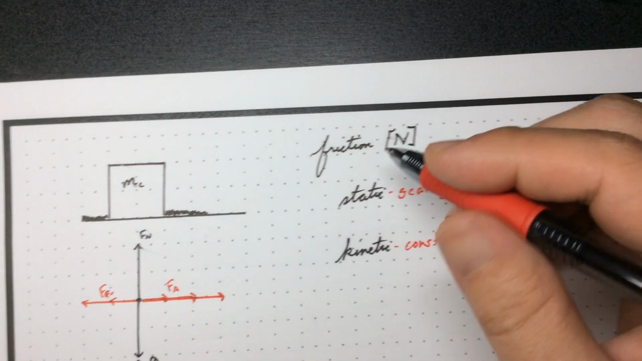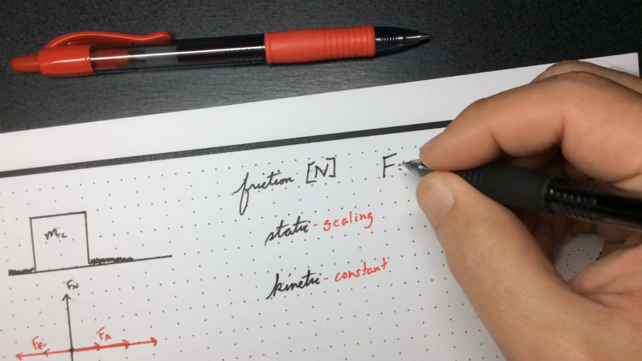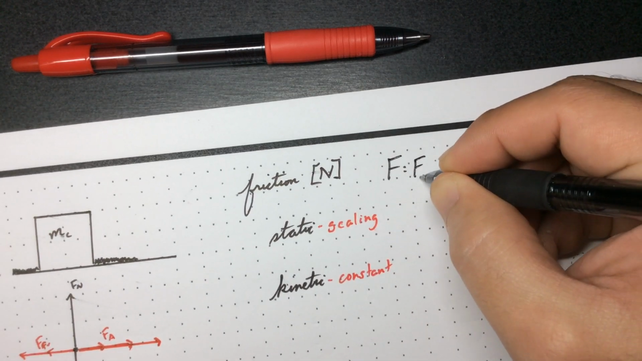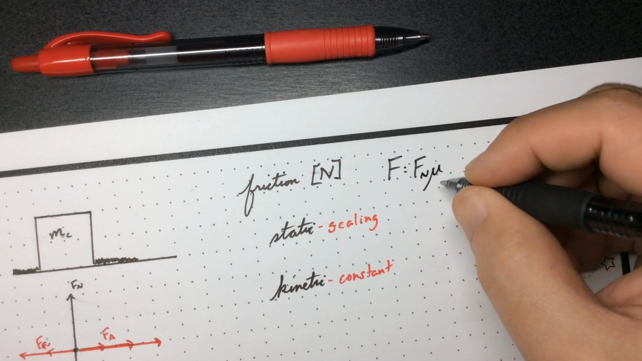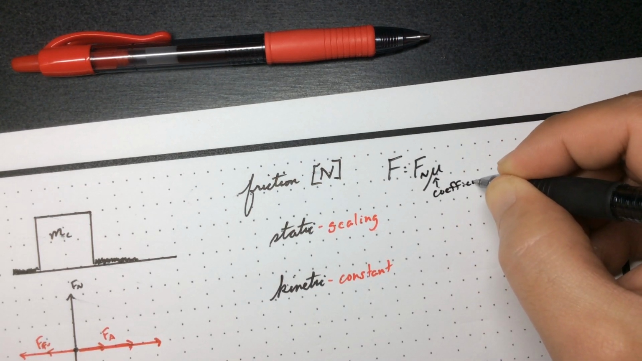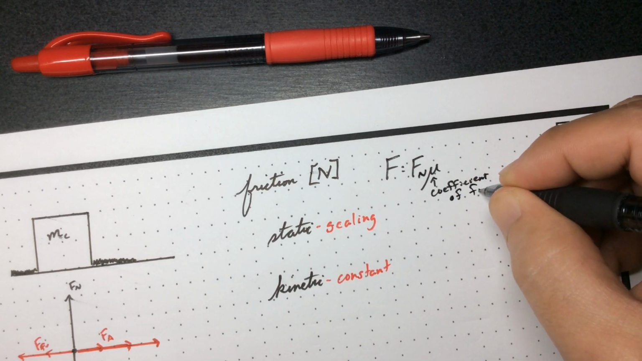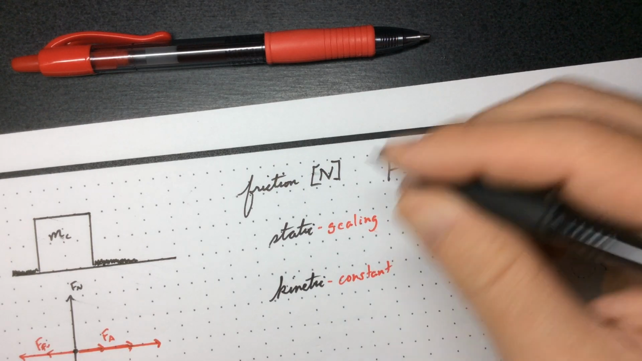And so the more normal force you have between two surfaces, the more friction you could potentially have. And so the force of friction, as a general equation, is the normal force times something that we call mu. And mu is a coefficient, and in particular we're going to call it the coefficient of friction. And there are going to be two types of mu.